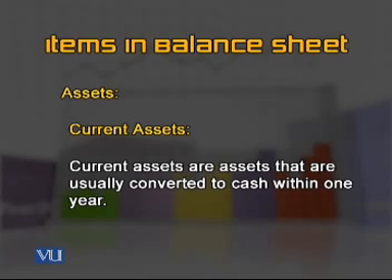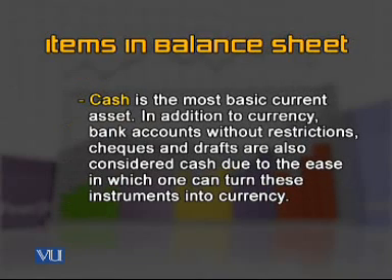Now, generally, better than this is cash. And cash is the most basic current asset. In addition to currency, bank accounts without restrictions, checks and drafts are also considered cash. Pay orders, checks, drafts, they're all considered as cash because they're immediately payable. When we're talking about current assets, we're talking about quick liquidity, so the ease with which we can turn our checks or bank drafts into cash, from one instrument to currency, can be considered cash, and it's a current asset.